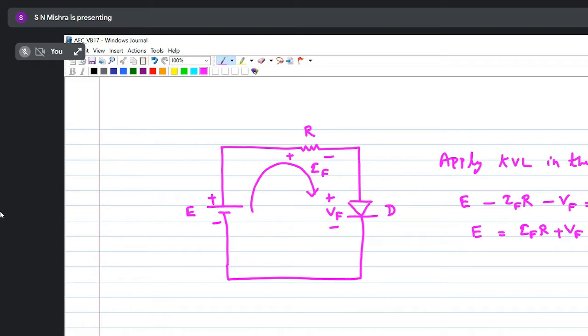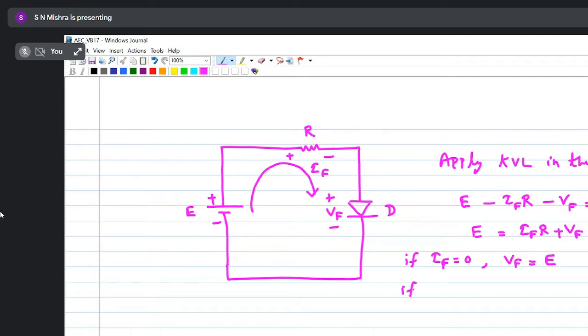Now from this equation, I want to find out the maximum voltage in the circuit and the maximum current in the circuit. For that, I'll take the condition that no current is flowing in the circuit, that means IF is 0. Let's say this is equation 1. In equation 1, if I put IF as 0, then VF equals what? E, that means the supply voltage.